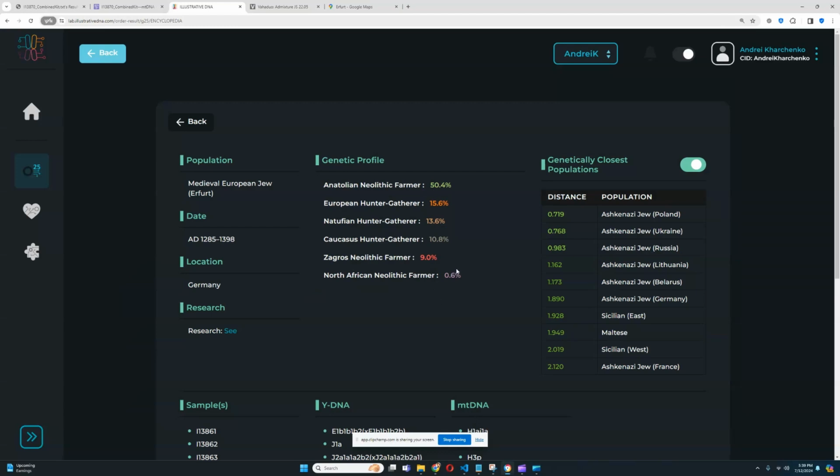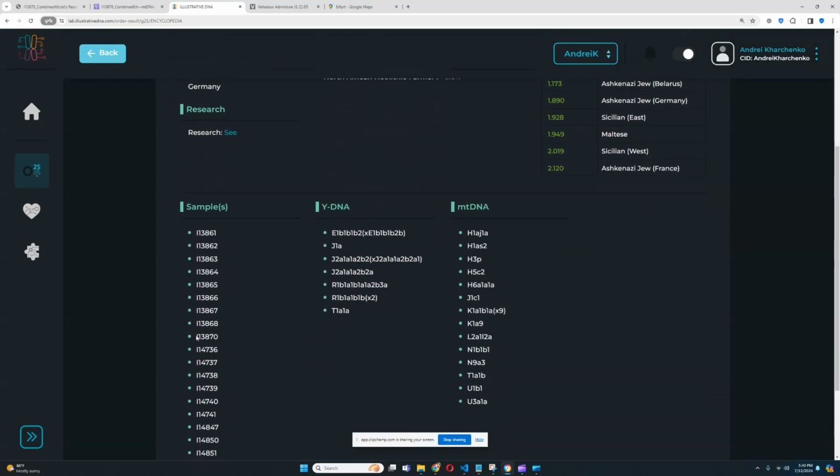Hello my friends, in this video we will be taking a look at the autosomal DNA results, predicted phenotype traits, and G25 results of a medieval European Jew from Erfurt in Germany. This is actually one of the samples used as a reference for medieval European Jews from Erfurt in Illustrative DNA.